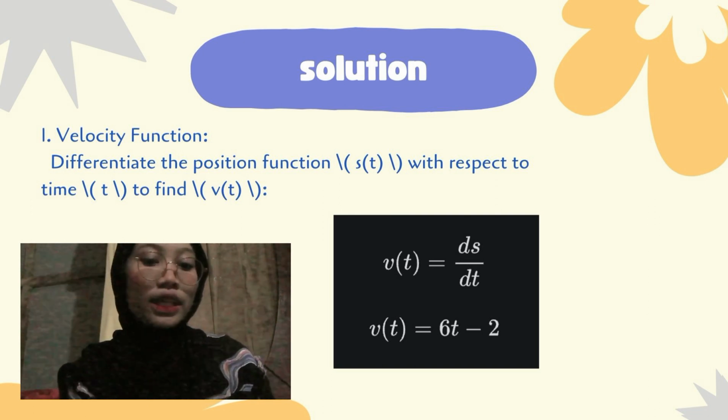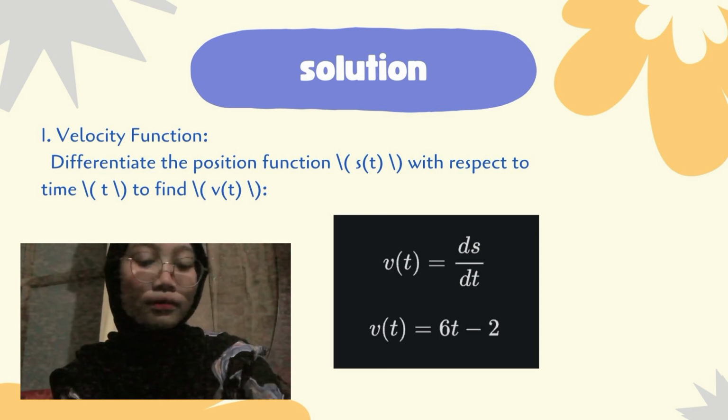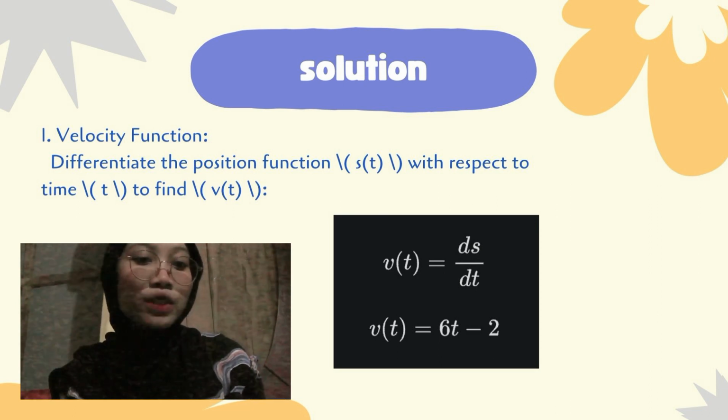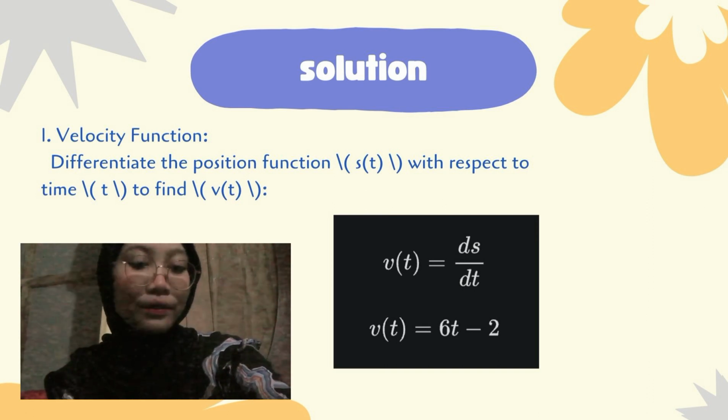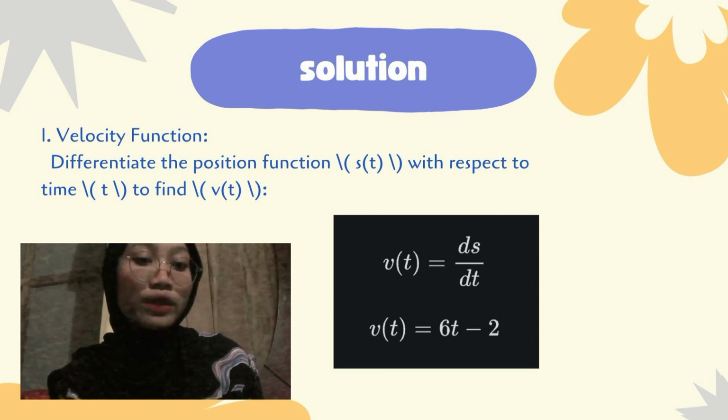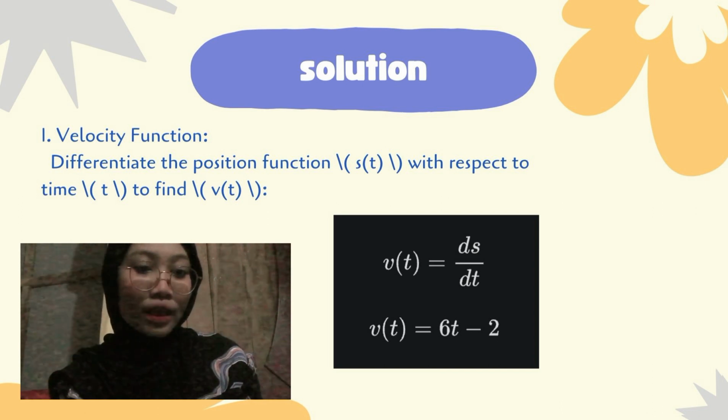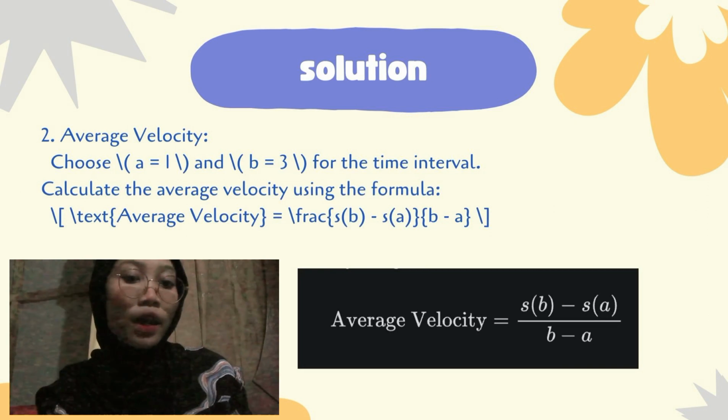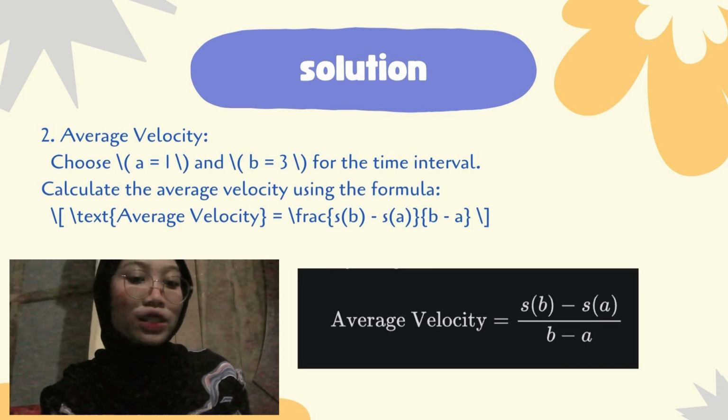The answer is first about the velocity function. We differentiate the position function s(t) with respect to time t to find v(t). We can use the formula v(t) equals ds over dt, so v(t) equals 6t minus 2.